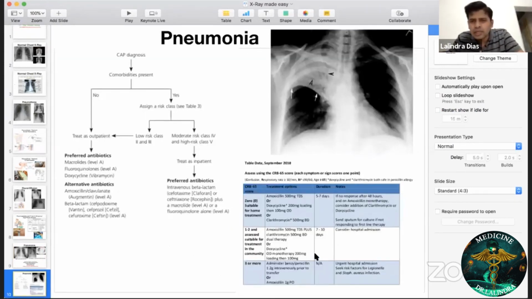Right. So you can see here another left upper zone, right upper zone consolidation. If you see an X-ray like this, where you have predominantly upper zone consolidation, there are a few diagnoses you must think of. One is tuberculosis. In pulmonary TB, you get upper zone consolidation, the upper area of the lung. Similarly, Klebsiella pneumonia. In Klebsiella also, you get upper zone consolidation. Remember that.